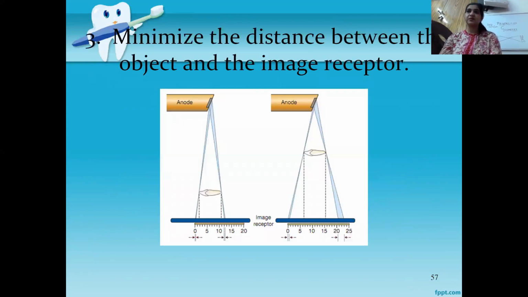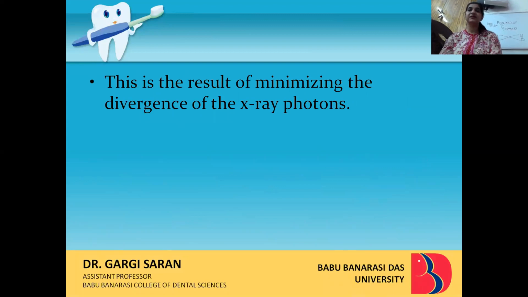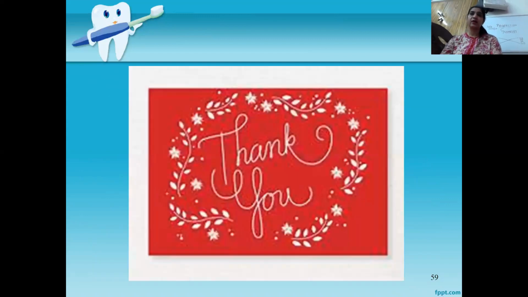Third, minimize the distance between the object and image receptor. This is the result of minimizing the divergence of the X-ray photons. I hope you have understood the class, and the geometric distortion can be minimized by appropriate exposure factors, and we can reduce the magnification by these principles.